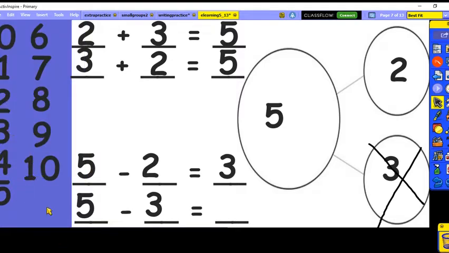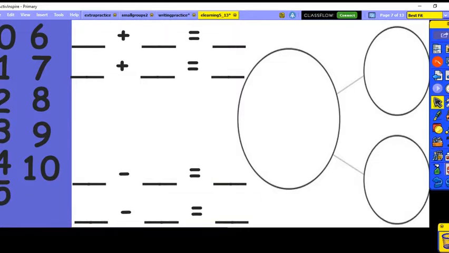Okay, sorry about that. Thank you for waiting. 5 minus 3 equals 2. 2 plus 3 equals 5. 3 plus 2 equals 5. 5 minus 2 equals 3. 5 minus 3 equals 2. Woo, that was hard there at the end for Miss Etheridge.